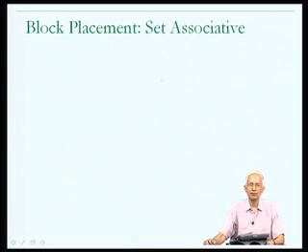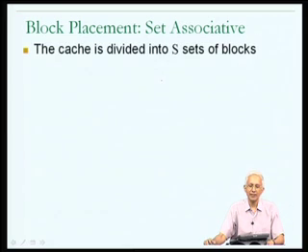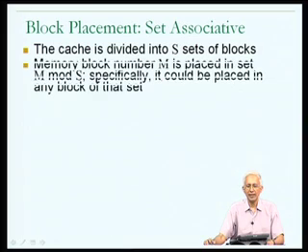Now one of the alternatives to direct mapping is a block placement strategy known as a set associative strategy, and the idea in the set associative strategy is that rather than having a unique cache block associated with each main memory block, the cache itself is divided into sets of blocks, and subsequently a main memory block would be mapped not into an individual cache block but into an individual set of cache blocks. Specifically, subsequently it could be placed in any one block of that set.